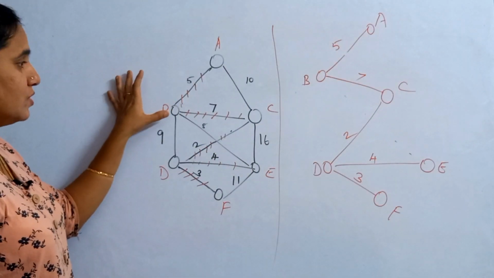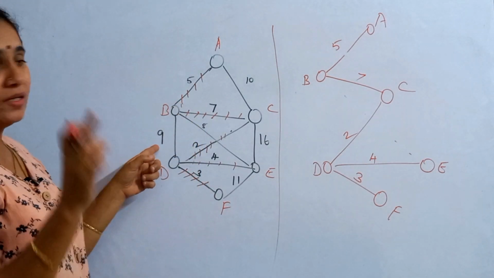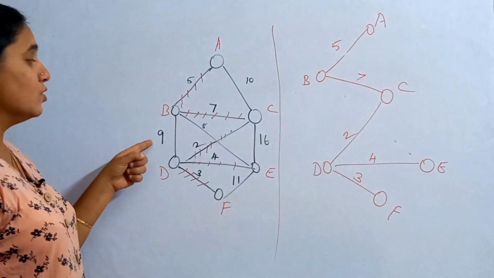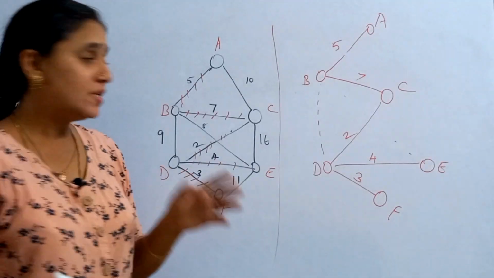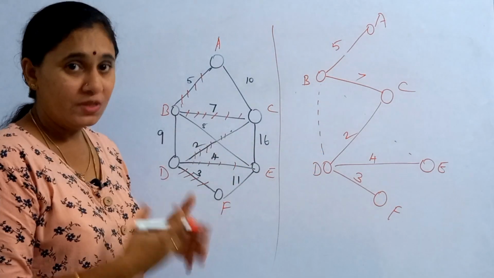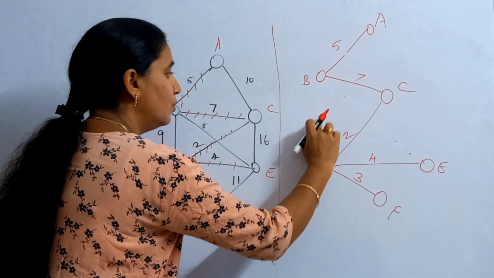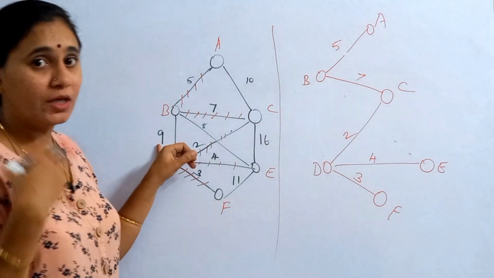So next edge, if you see, B to D. B to D, if I see, it is having 9. Okay, so if I join B to D, could you please tell me whether it is a cyclic or acyclic graph? So it is going to form a cycle. So this also I am going to leave. So don't select this edge because it is forming a loop.